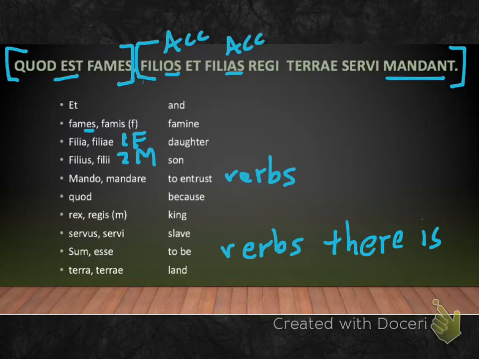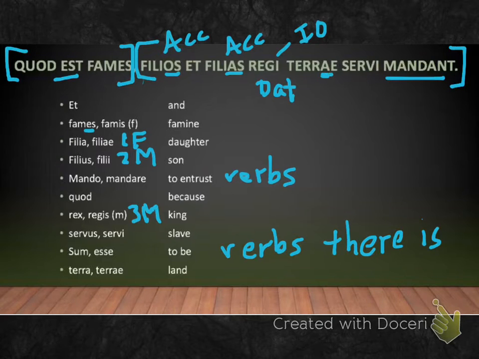Regi is from rex, regis, which is a third declension masculine noun. When I look at my pink chart on the third declension masculine feminine column, I find the letter i at the dative spot. That means that this is my indirect object, or I can even say to the king.